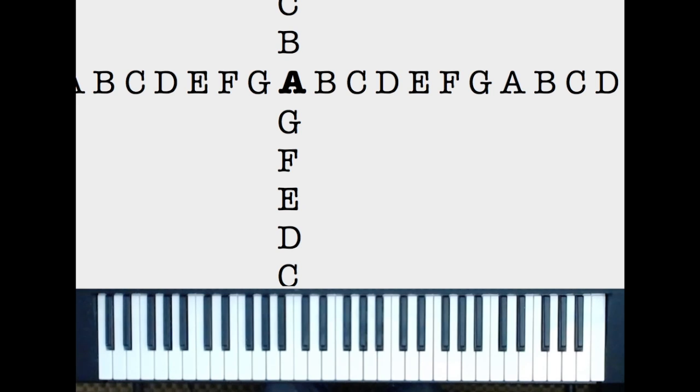So the very first skill I want you to get good at is saying your alphabet from A to G. Okay, A, B, C, D, E, F, G, A, B, C, D, E, F, G, A, B, C, D, E, F, G. I did that 3 times. Notice I did not put a space between G and A when it flips back over to the beginning.